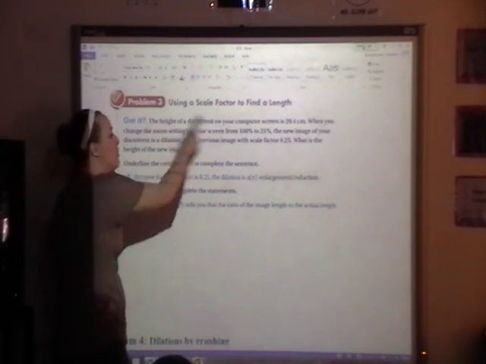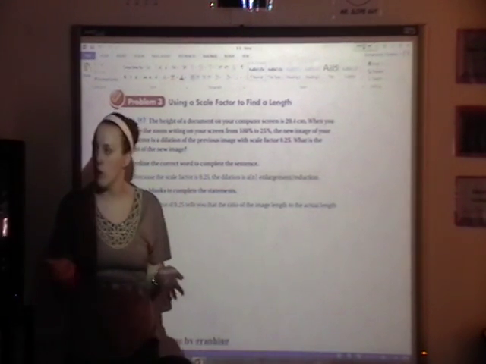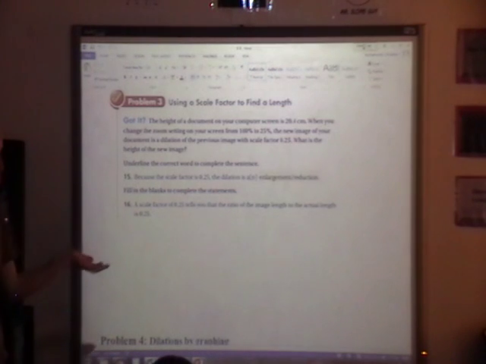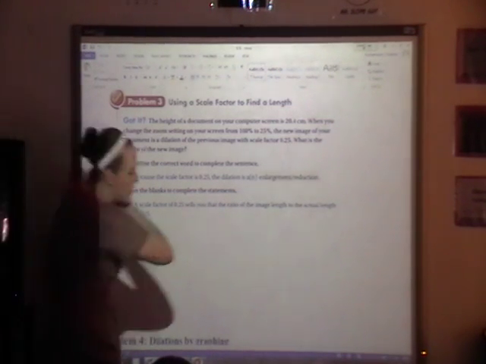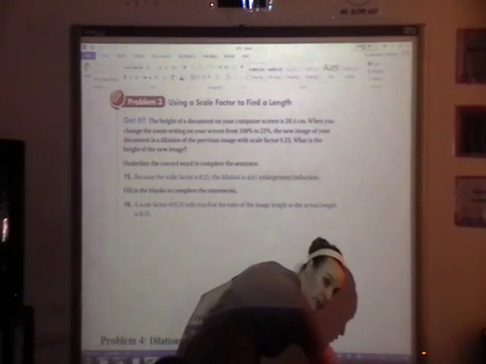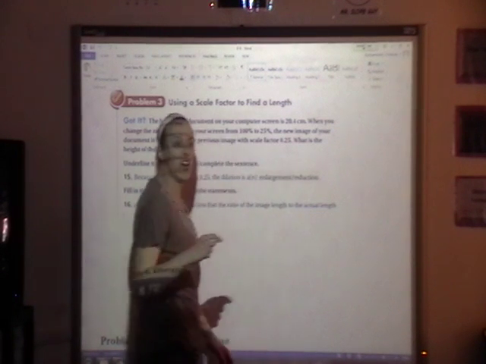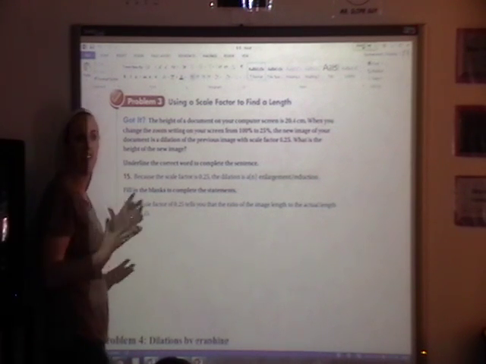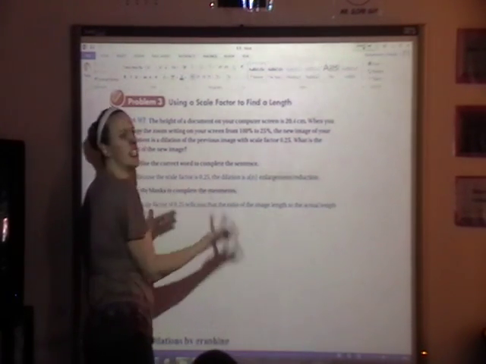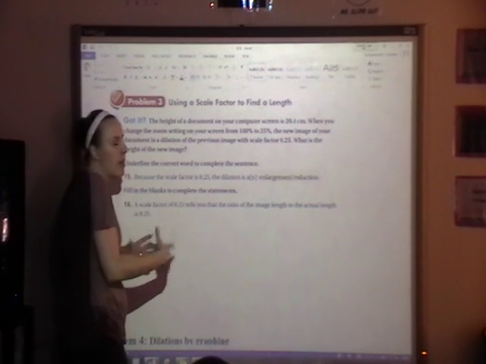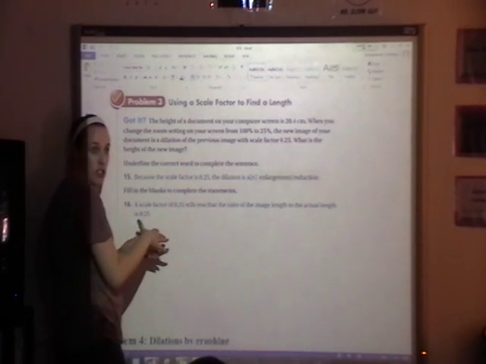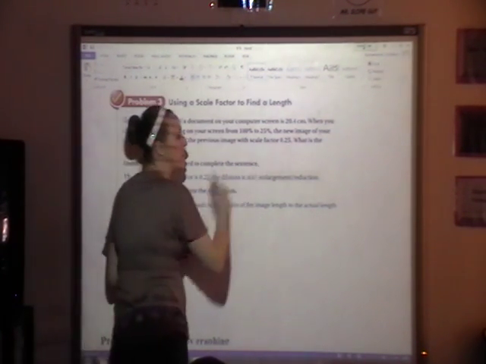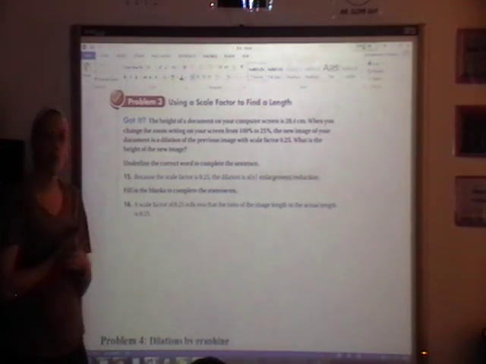That is when my zoom setting is at 100%. That's pretty normal on a computer. When you bring it up, it should be at 100%. If I took my zoom document, which is right here at the bottom right, and went down to 25%. It says the document is a dilation of the previous image. That means the figure is the same. You're not changing the document. It's still a document. However, it shrunk with the scale factor of 0.25. So what is the new image length?